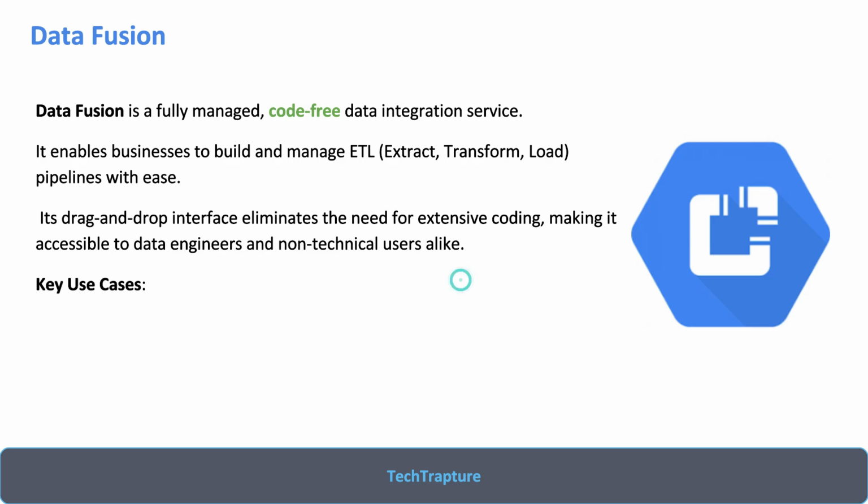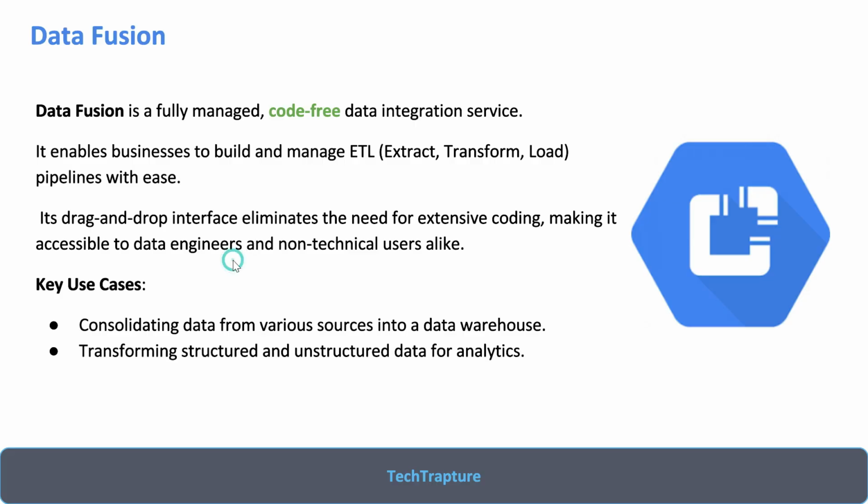So what are the key use cases? Suppose you have to consolidate data from various sources and then load it into the data warehouse along with certain transformations, then you can use Data Fusion without any kind of coding. Then transforming structured and unstructured data for analytics, and preparing data for machine learning models. All these use cases are served by Data Fusion.